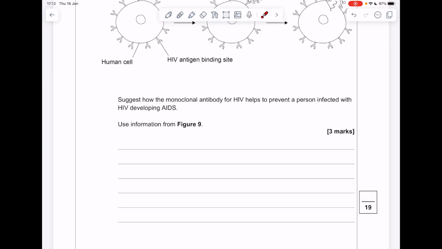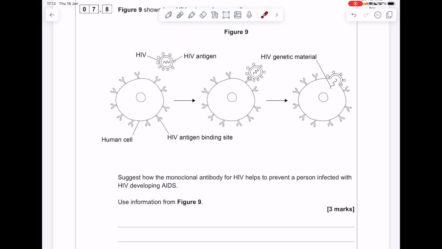Suggest how the monoclonal antibody for HIV helps to prevent a person infected with HIV developing AIDS. Use information from figure 9. So the way in which that monoclonal antibody for HIV is going to work is that it's going to be complementary. The monoclonal antibody will be complementary to that HIV antigen, meaning that the HIV bonds to the monoclonal antibody instead of the human cell, and therefore that HIV can no longer infect the human cell.